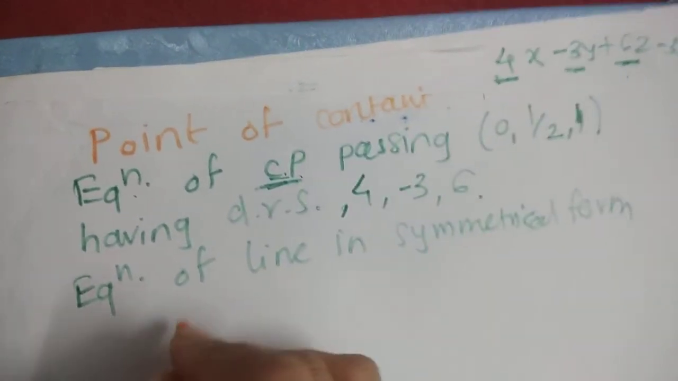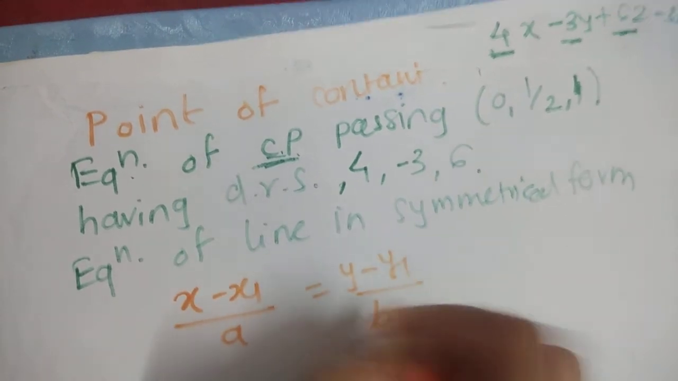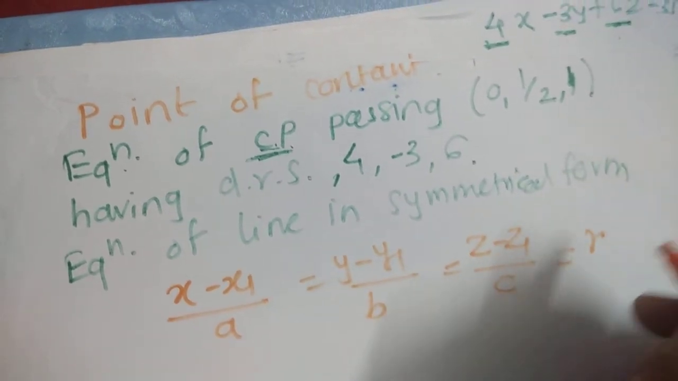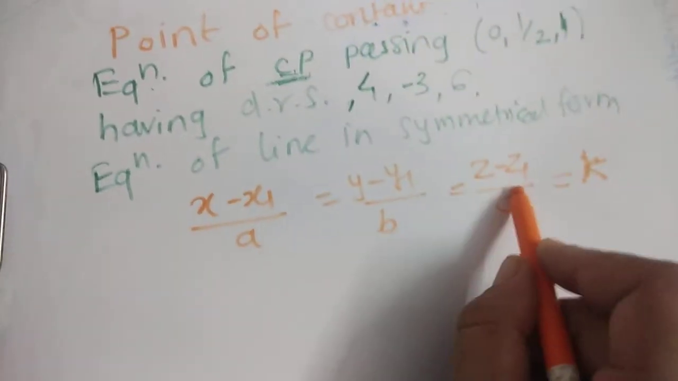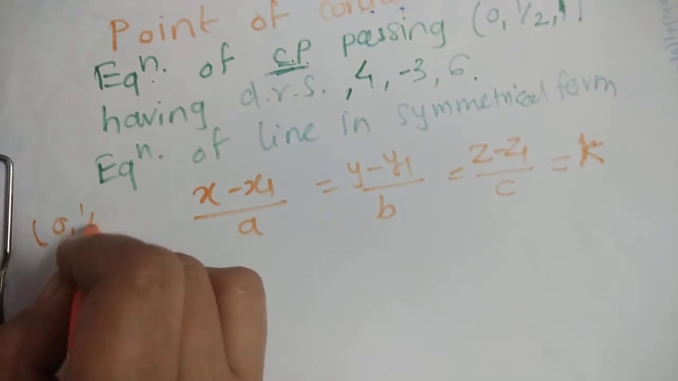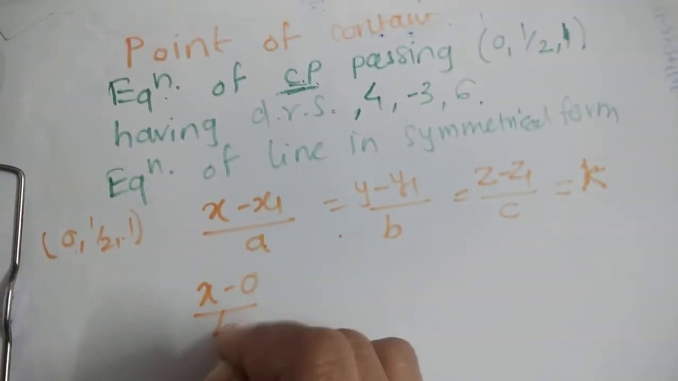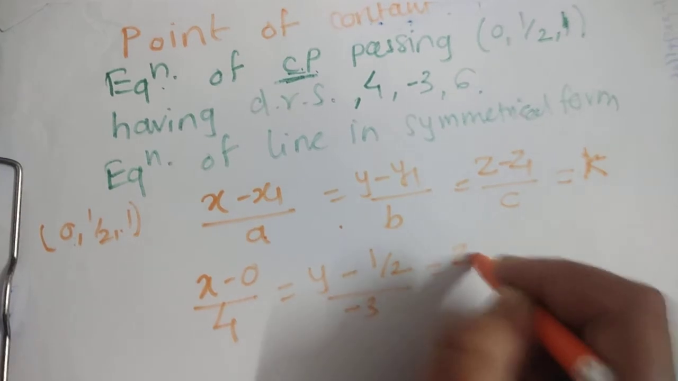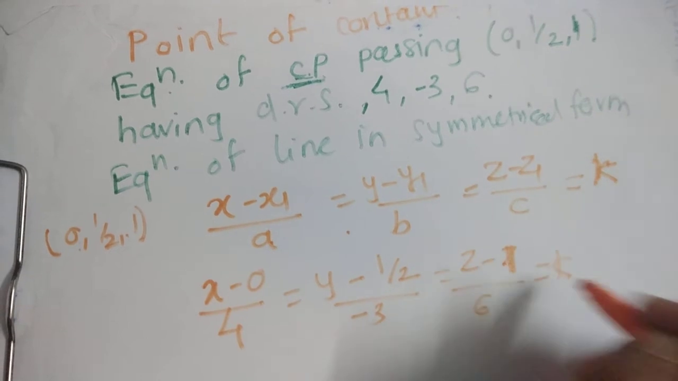The formula is x minus x1 upon a equal to y minus y1 upon b equal to z minus z1 upon c equal to, suppose, k. Here x1, y1, z1 is nothing but the center of the sphere, 0, 1 by 2, 1, and a, b, c are the DRs. So x minus 0 upon 4, y minus 1 by 2 upon minus 3, and z minus 1 upon 6 equal to k.